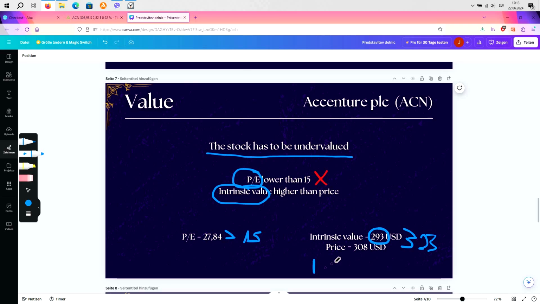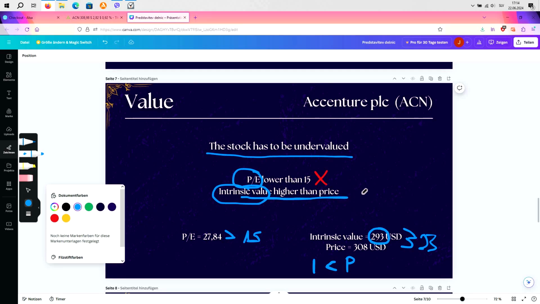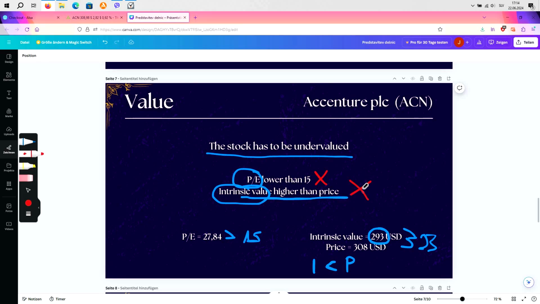Because intrinsic value right now, it's lower than the current price. But actually, it should have been the opposite. Intrinsic value should be higher than the price, okay? So here, this is also not a good sign.